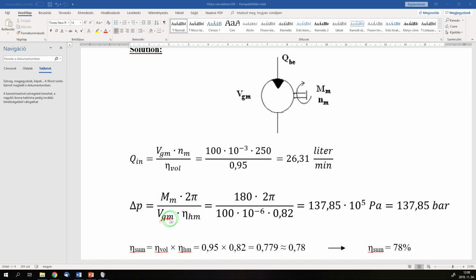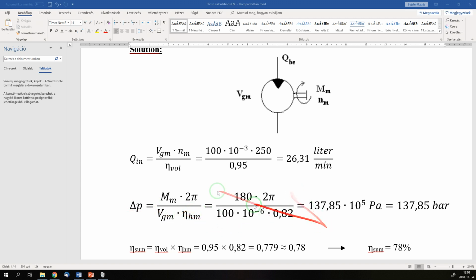Okay, so basically I have to divide it with the geometric volume, and I have to multiply this geometric volume with the hydromechanical efficiency, because it is now a mechanical thing. So the torque is mechanical and the pressure in our case is mechanical. Okay, so this is the flow rate, and the flow rate and the volumetric efficiency go together, and anything mechanical will go together with the mechanical efficiency.